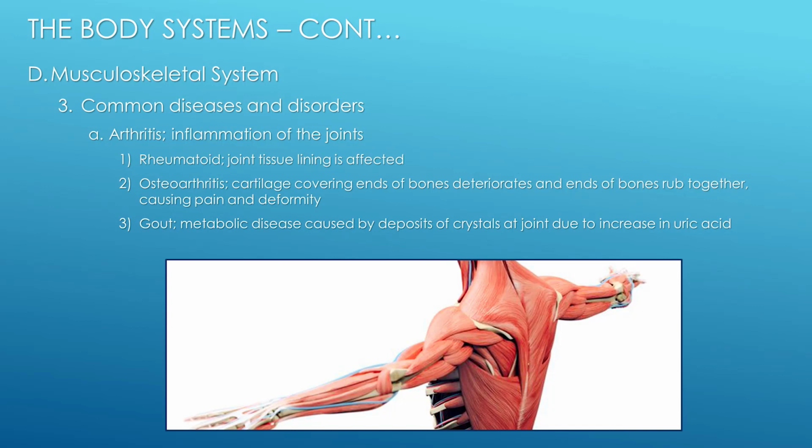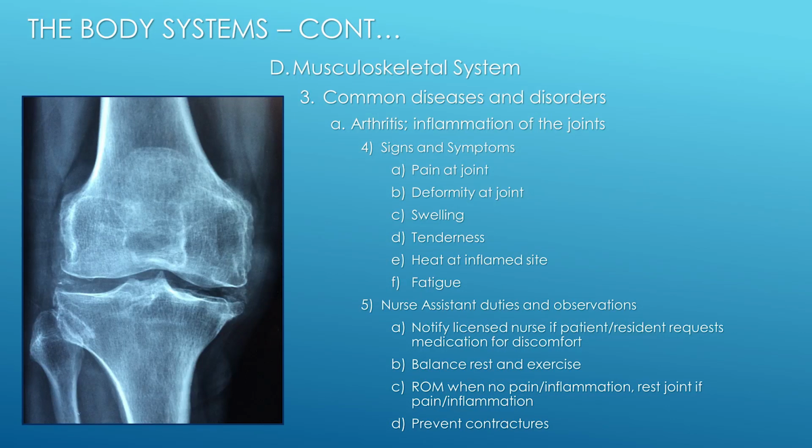Common diseases and disorders: arthritis, an inflammation of the joints, consisting of rheumatoid, joint tissue lining is affected; osteoarthritis, cartilage covering the ends of bones deteriorates and ends of bones rub together causing pain and deformity; gout, a metabolic disease caused by deposits of crystals at joint due to increase in uric acid. The signs and symptoms are pain at the joint, deformity at the joint, swelling, tenderness, heat at the inflamed site, and fatigue. Nurse assistant duties and observations: notify a licensed nurse if the patient or resident requests medication for discomfort.